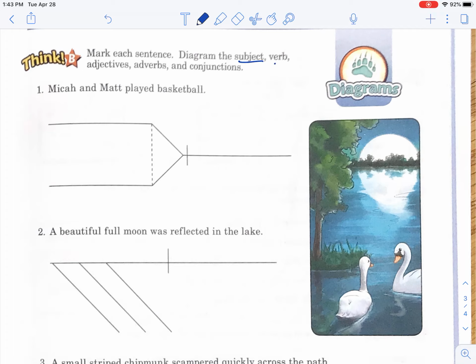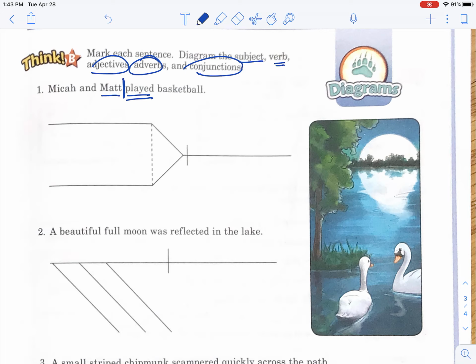So we're looking for the subject. We're looking for the verb. We're looking for adjectives and adverbs and conjunctions. So let's diagram it first. Micah and Matt played baseball. So we have Micah and Matt, that's our subject, played baseball. So there's my line. And let's look at the action first. So, played. And who played?